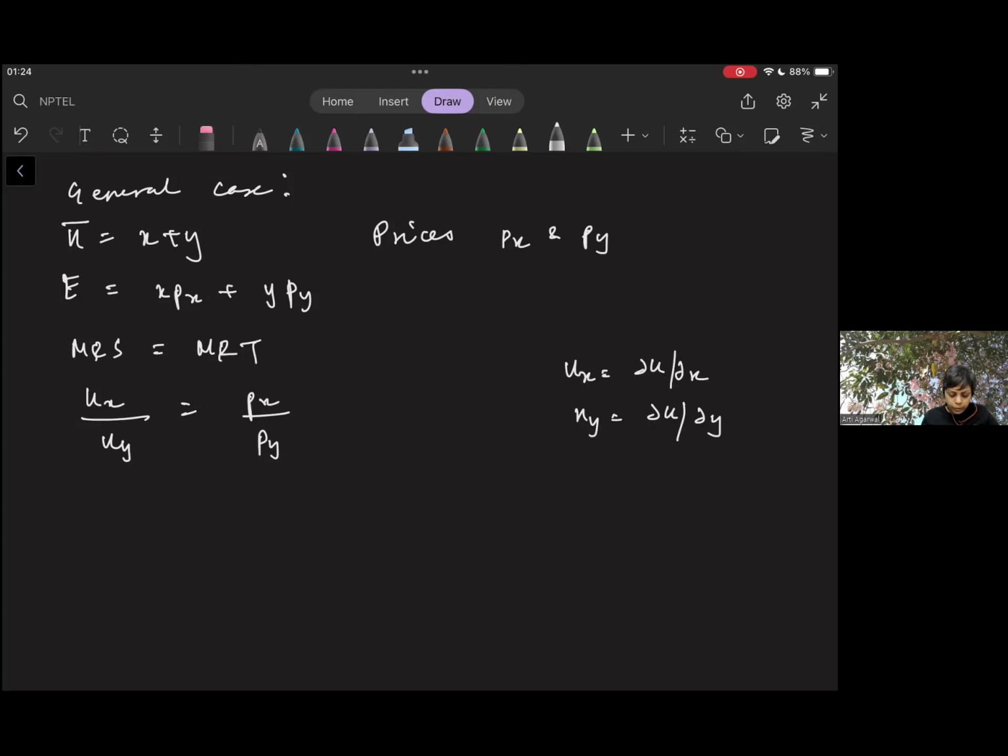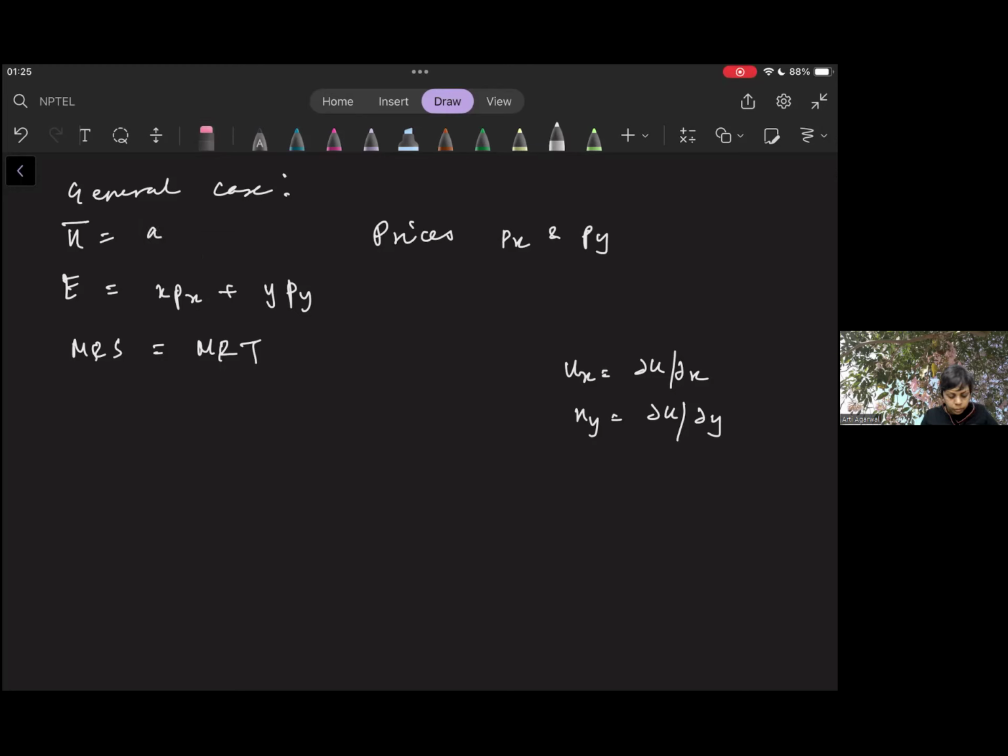Yeah, so ux is just 1 and uy is also just 1. So px by py. No, sorry, let me rephrase this. Actually, I've taken too specific a case. Let's just take this as a slightly more general function.